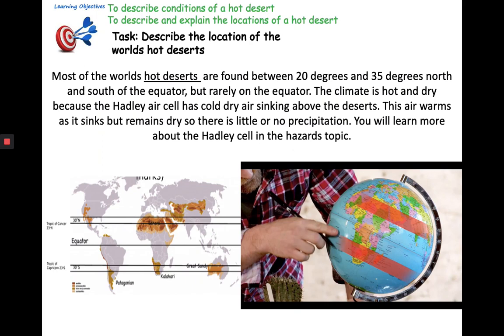The climate is hot and dry because the Hadley cell has cold, dry air sinking above the deserts. This air warms as it sinks but remains dry, so there is obviously little or no precipitation, which is another fancy word for rain. You will learn more about the Hadley cell in the hazards topic, so don't worry too much about that.